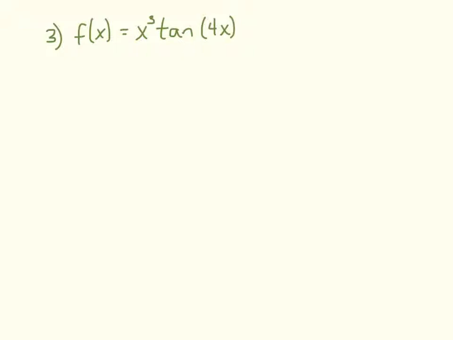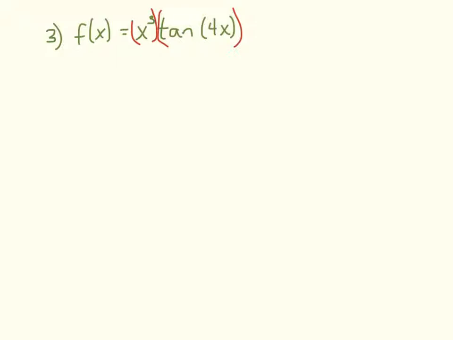So we're given f of x is equal to x cubed times tangent 4x. That times sign isn't there, but we need to recognize here that we have x cubed times tangent 4x. So we definitely have to use the product rule. And then when we get to taking the derivative of tan 4x, we'll have to use the chain rule.